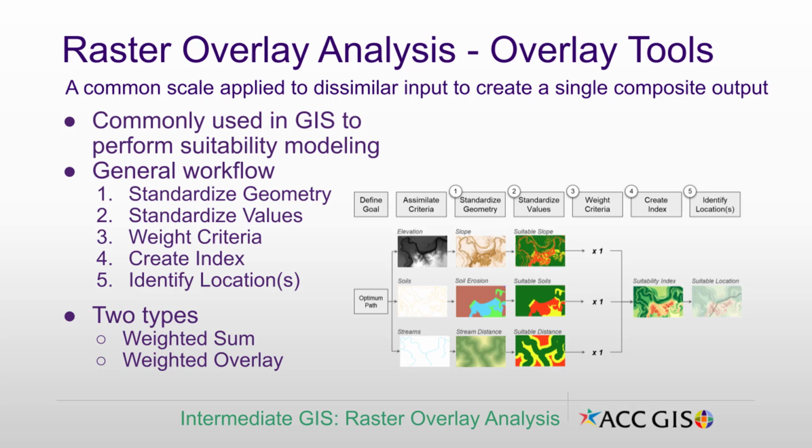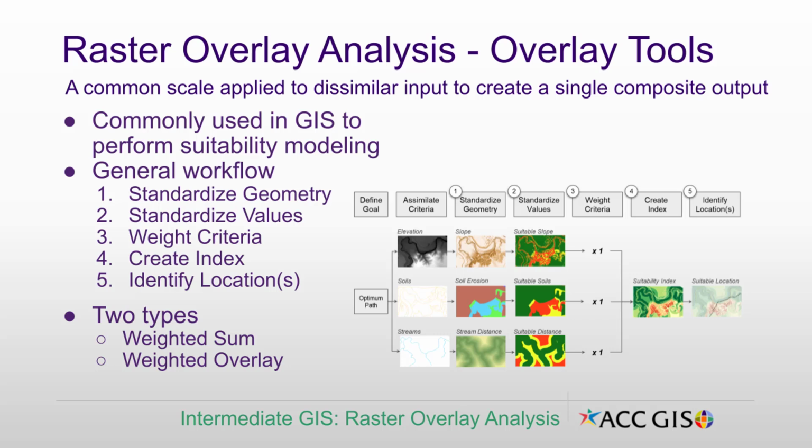In step 3, you weight the criteria. Weighting allows certain criteria to have more impact than other criteria. In this particular diagram, they're all weighted the exact same, times 1. But if I felt like slope was more important, then I could multiply it by 3, for example, and it would have 3 times the impact than the soils and the suitable distance would.